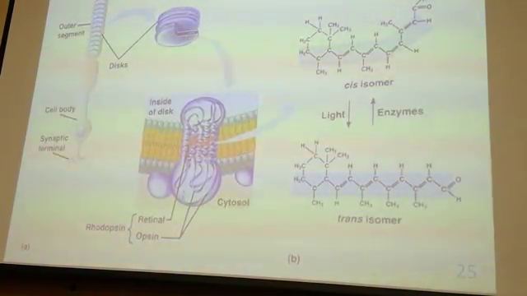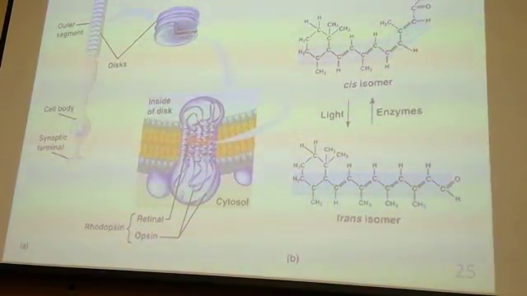So this is just another representation of that. This is a representation again of a rod. The rods detect black and white images, light, not color. And in the outer segment of the rod, there are these discs which contain our rhodopsin. Okay? And our rhodopsin is a polytopic membrane protein which is coordinating 11-cis retinal right here in its core. So rhodopsin contains 11-cis retinal together with the protein opsin. We call that rhodopsin. Okay?